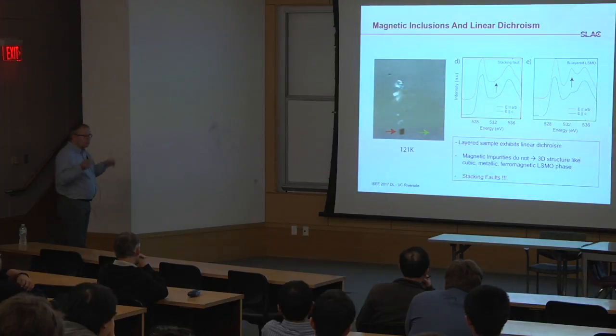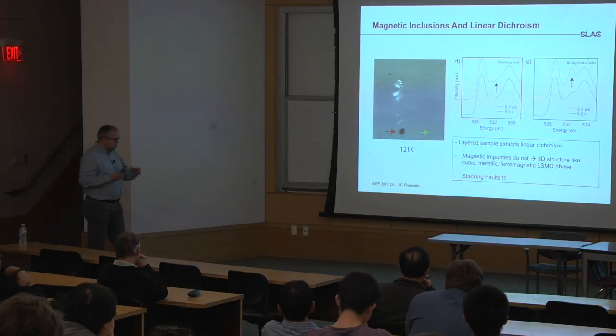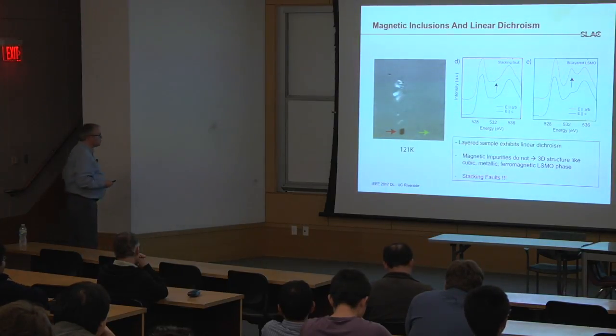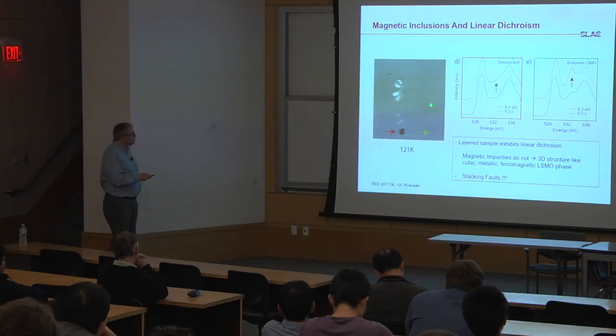with a much higher ordering temperature. And as I mentioned, if you have a two-dimensional structure, you will always see a linear dichroism, because now your optical properties, whether you have the electric field vector in the plane or perpendicular to the plane, are different. So you will see a linear dichroism. And that's actually what we see from the background here.